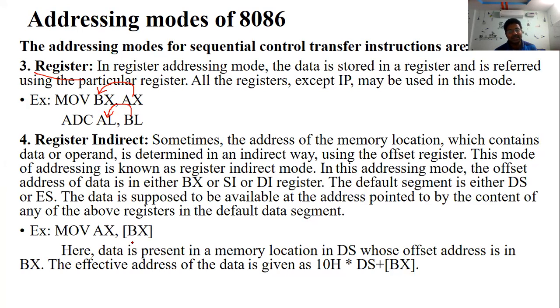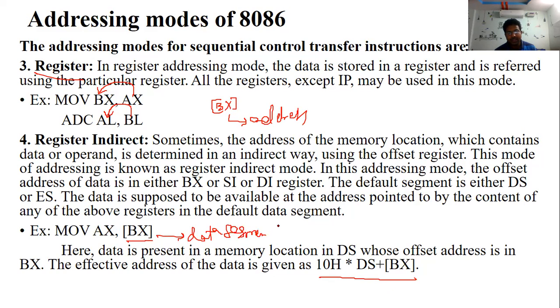Now register indirect. The instruction itself represents some address, but this is the BX address value. The square brackets represent the address. Instead of a direct address, we represent some register, such as BX, AX, CX or DX. So this BX address will point to another location. This is the effective address. The default segment for the BX register is the data segment.